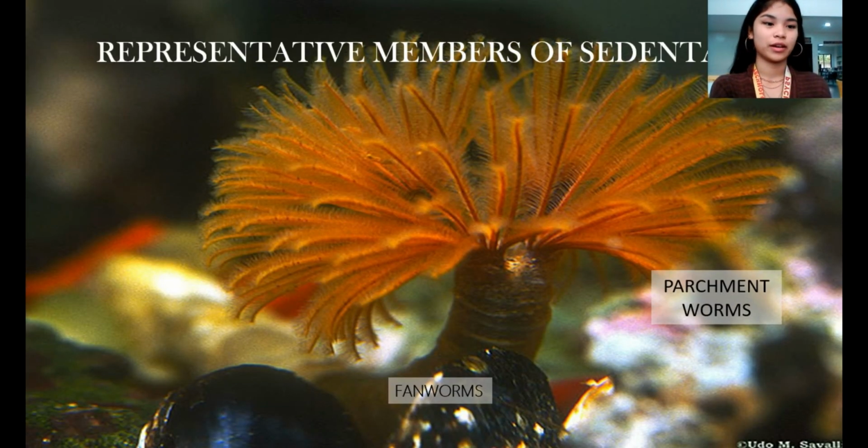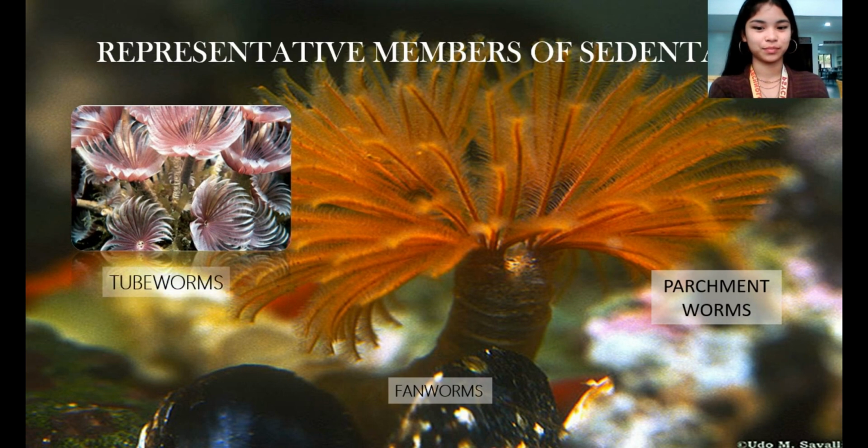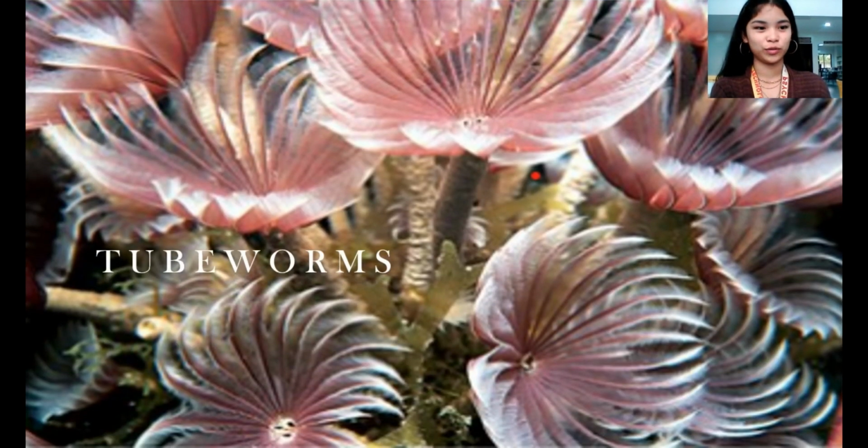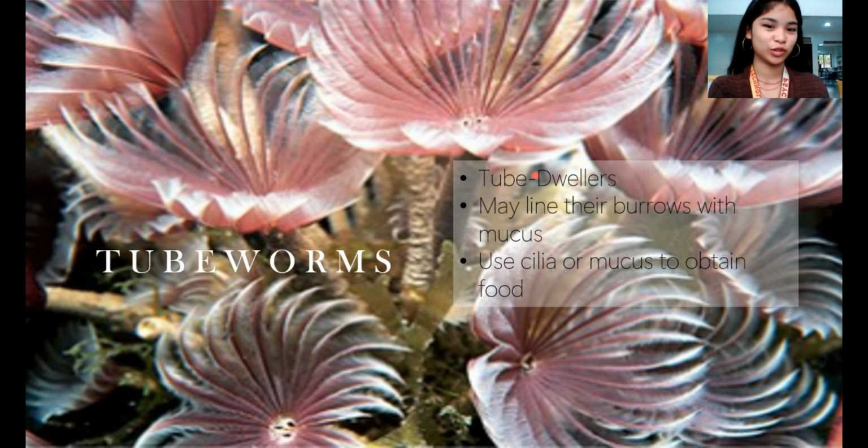Next. The Sedentaria have representative members. First, the tube worms, then feather duster worms and parchment worms. Tube worms are tube dwellers. They may line their burrows with mucus, and they use cilia or mucus to obtain food. The burrow is a hole or tunnel. Mucus is a viscous fluid that moistens, lubricates, or protects passages in the digestive and respiratory tracts of the body.